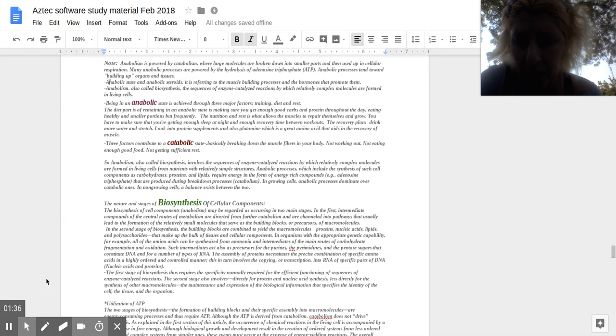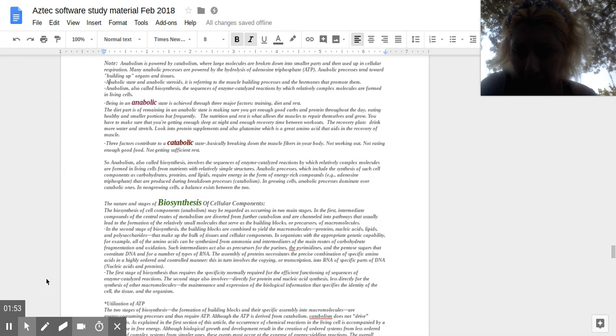and the opposite of this is catabolic, breaking down muscle fibers. Not working out, not eating enough, and not getting sufficient rest can lead to catabolism.